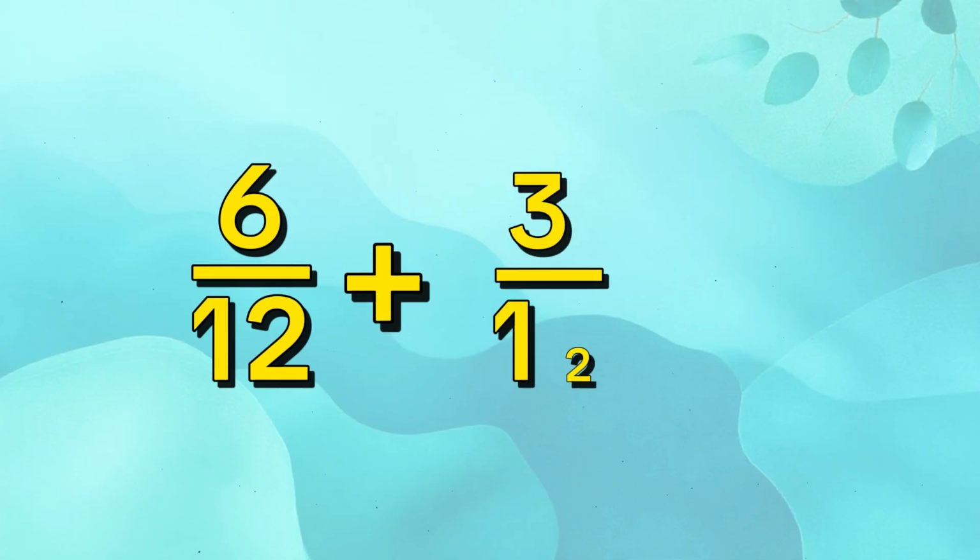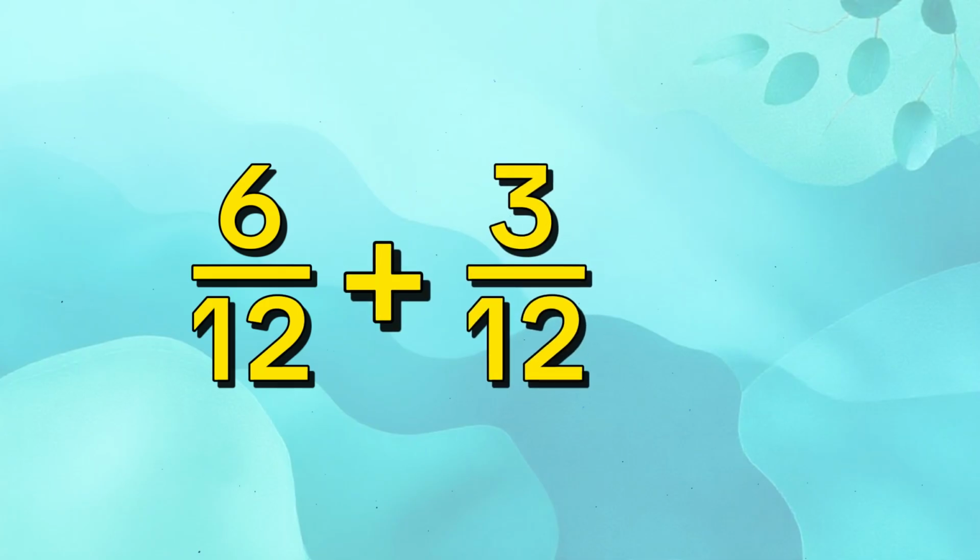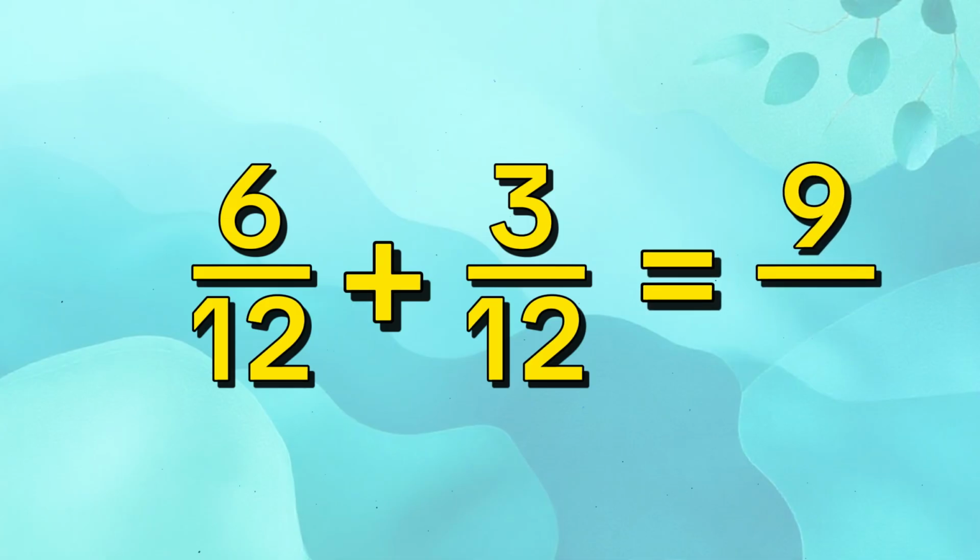6/12 plus 3/12. Step 1. Check that the denominators are the same. Yep, they're both 12, so we can move to step 2 and add the numerators. 6 plus 3 equals 9. The denominator stays the same. So 6/12 plus 3/12 equals 9/12. Step 3. Simplify if needed.